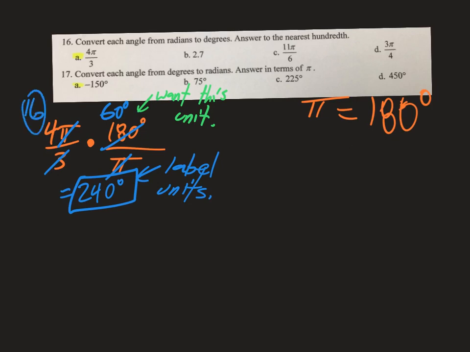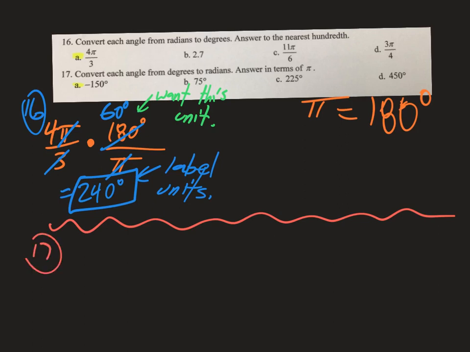So the difference between 16 and 17, not really all that much, okay? All we're gonna do is instead, we're gonna flip our ratio. So I've got negative 150 degrees, and I'm gonna multiply this time by pi over 180. And that's again degrees. I'm gonna put this over a 1, a little imaginary, to help me do the math. Let's cancel some stuff out.